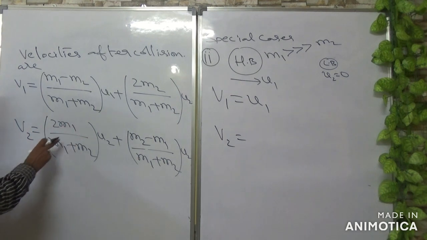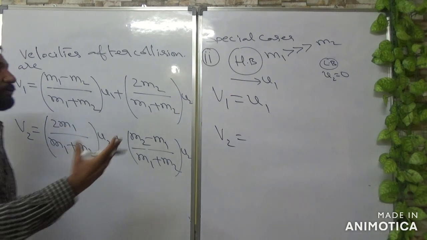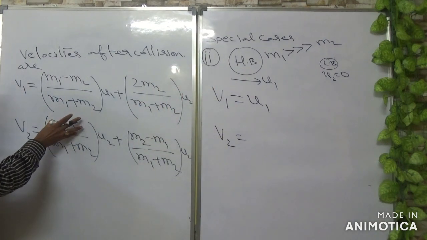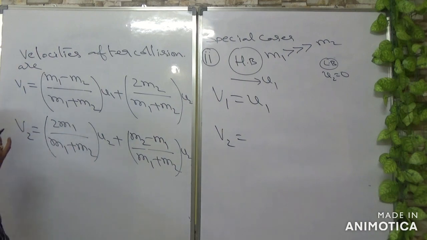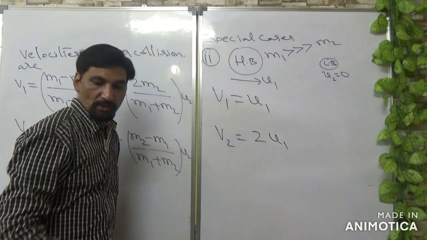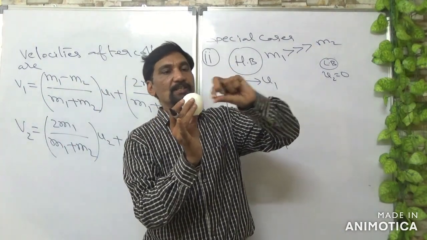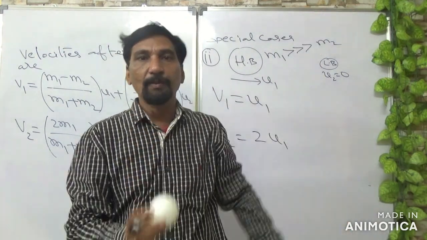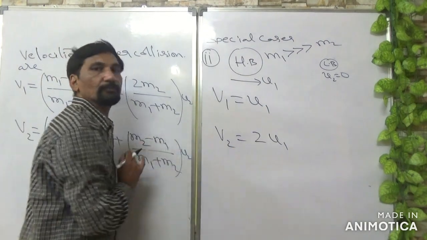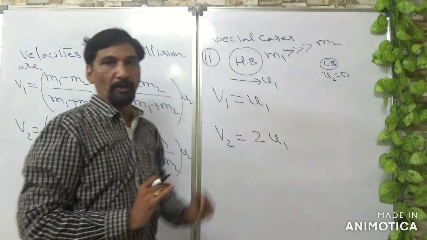So 2m1 by (m1 plus m2). m1 has a very large value compared to m2, so we can take 2000 by almost 1000. That is why it is 2u1. That means when a heavier body hits a lighter body, the lighter body will fly in the air with double the velocity, 2u1. That is about a heavier body hitting a lighter body.